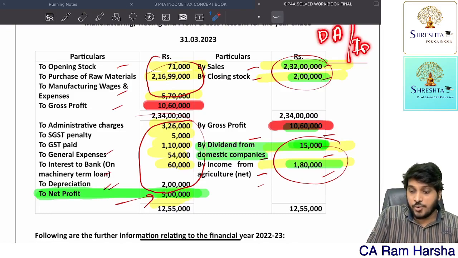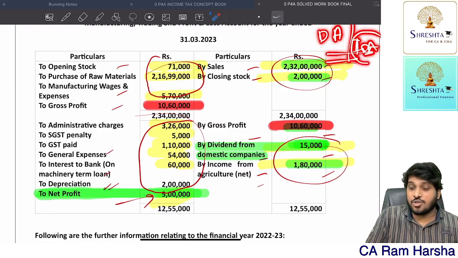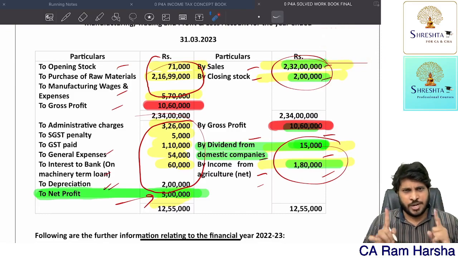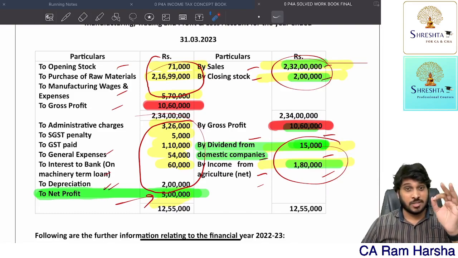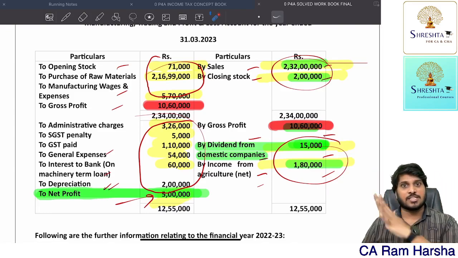I will explain you in indirect approach, both. But in exam, you should only write which approach? Indirect approach you should write. Once again, watch this video thoroughly. You will understand what I am trying to tell you. I hope you understood the word disallowance. I hope you understood the difference between disallowance and not allowed as deduction.